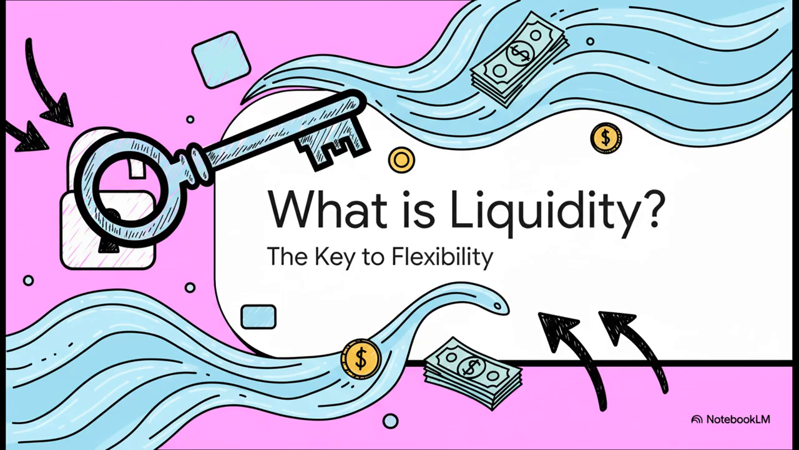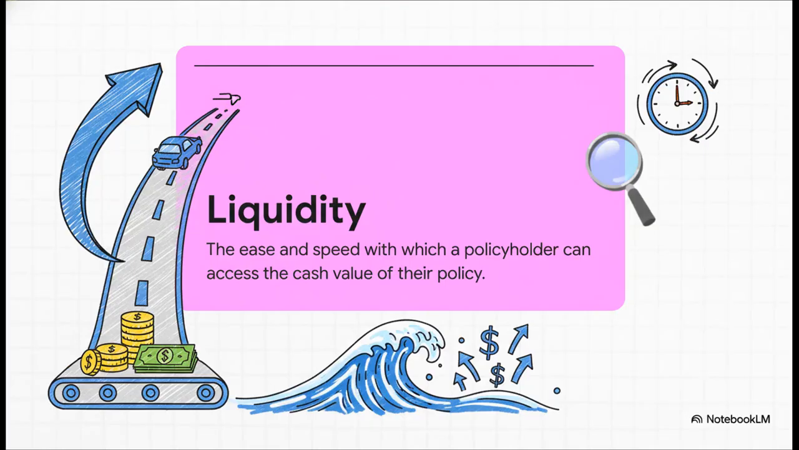So, what's the answer here? Well, it all boils down to one simple idea: liquidity. This is the absolute key to unlocking real financial flexibility from your policy. So, what does that really mean? Just think of it like this. Liquidity is all about how quickly and easily you can turn your policy's value into actual spendable cash for whatever you need in the short term. It's the on-ramp to your money.